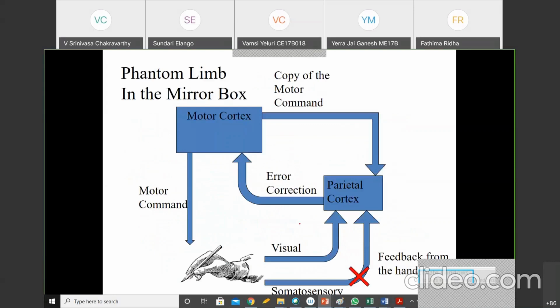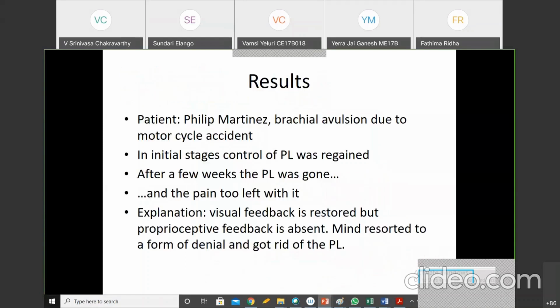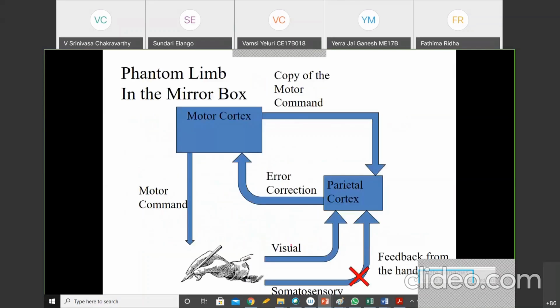So what is happening in this case is the visual feedback is restored. Somatosensory feedback is still absent. So now the brain is kind of confused. How is it possible to have visual feedback but without somatosensory feedback? What kind of a hand is that which can present visual feedback but cannot show any touch feedback? It looks like the brain got confused and kind of got rid of this whole construct of phantom limb. Anyway, that's the explanation given in the book.